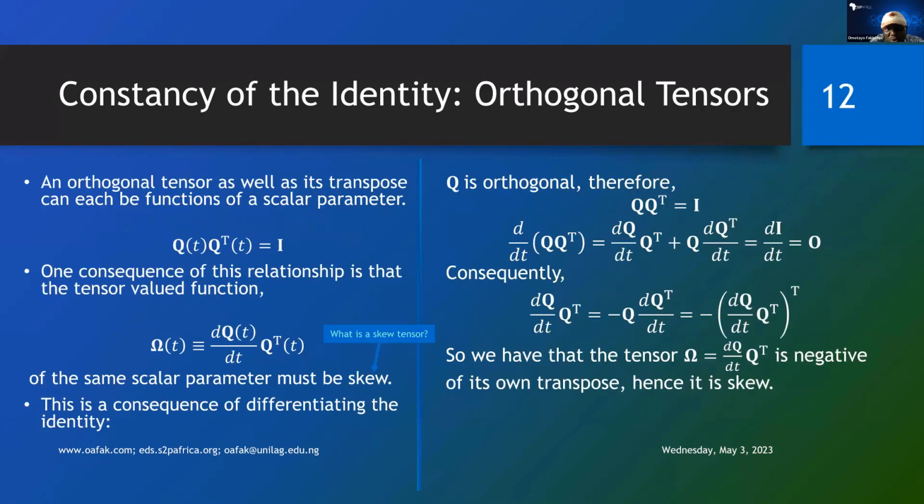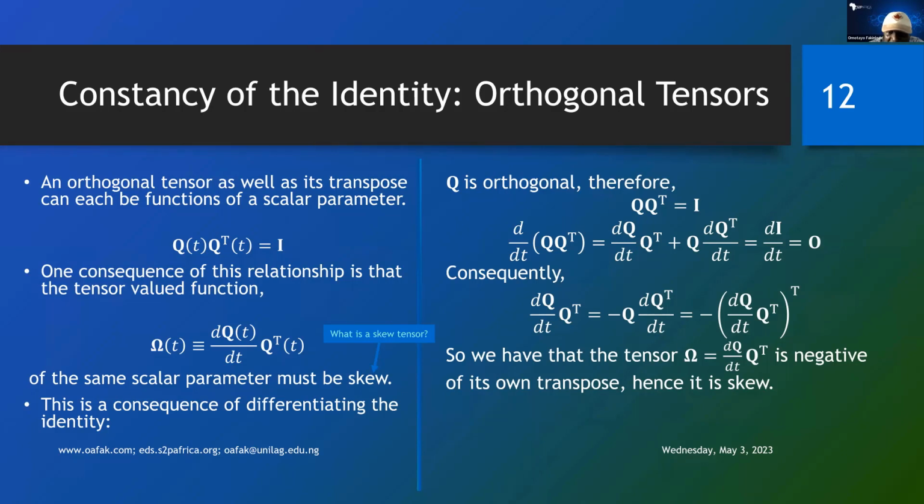So let us take a look at orthogonal tensors. You remember that an orthogonal tensor is a tensor whose inverse is its transpose. So if Q is orthogonal, then QQ transpose gives us the identity. Then we can differentiate this equation. One consequence of the relationship is that if we define omega as dQ/dt multiplied by the transpose of Q, that tensor must be skew. Why is it skew? This is the proof that it is skew, and it comes as a consequence of differentiating the identity.